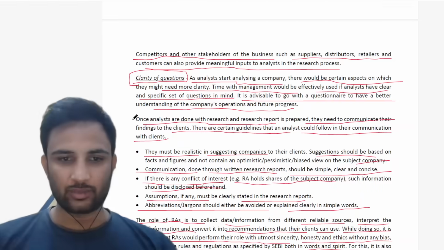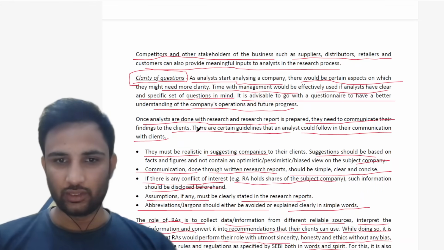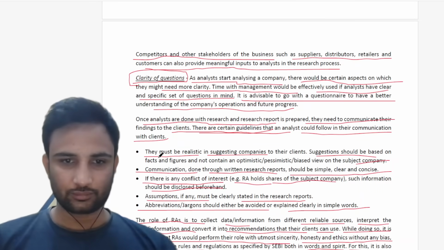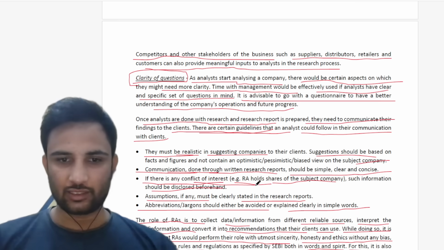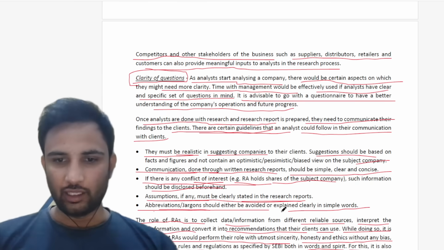So these were the basic principles, and we should also have some guidelines. The research analyst must be realistic in suggesting companies to their clients, in communication done through written research reports, and any conflict of interest should be disclosed beforehand. Assumptions, if any, must be clearly stated in the research report. We should also avoid abbreviations and jargon and explain clearly in simple words.